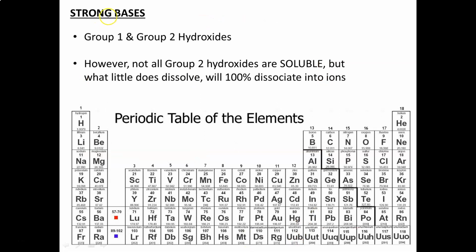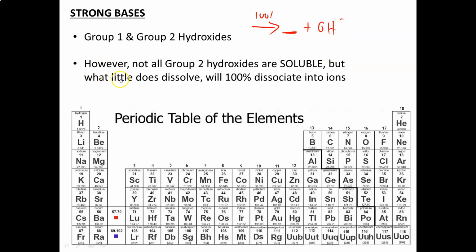For strong bases, there's no need to memorize a story. At that point, it's essentially just the group 1 and group 2 hydroxides. So anyone in group 1 that's a hydroxide, so lithium hydroxide, sodium hydroxide, potassium hydroxide, or any group 2 elements that are hydroxides, like beryllium hydroxide, magnesium hydroxide, calcium hydroxide, etc., etc. Group 1 and 2 hydroxides are considered to be strong. So these strong bases are going to have the single-headed arrow again, 100% breaking up into whatever cation they are, and then the hydroxide ion behind that.